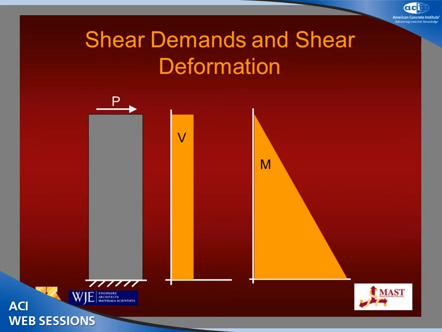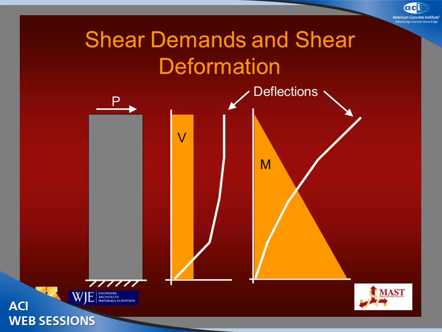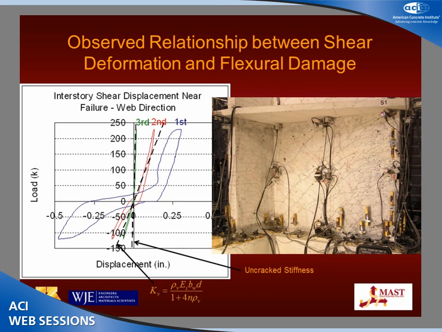Shear demands, if we consider a simple cantilever wall, you have constant shear over the height, and of course your moment is triangular. If you look at shear deformation, you do not have constant shear deformation over the height. Shear deformation is concentrated down here in the base in the plastic hinge region. And if we look at real data to study this, this is a view of the first story of our specimen at the end of testing with all of the cracks marked.